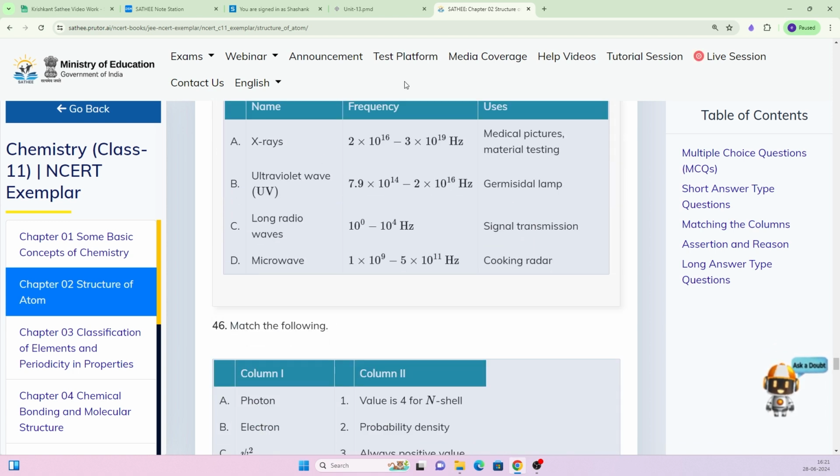Next question. So this is given here also. Some uses are also mentioned, like X-rays are used in medical imaging. You know that it is used in examining fractures and all. UV rays are used as germicidal lamps because they kill germs. Long radio waves are used in signal transmission because they can travel through a large distance without colliding with particles. Microwaves are used in cooking and radar. It is also used in the microwave oven. So this is our thing.